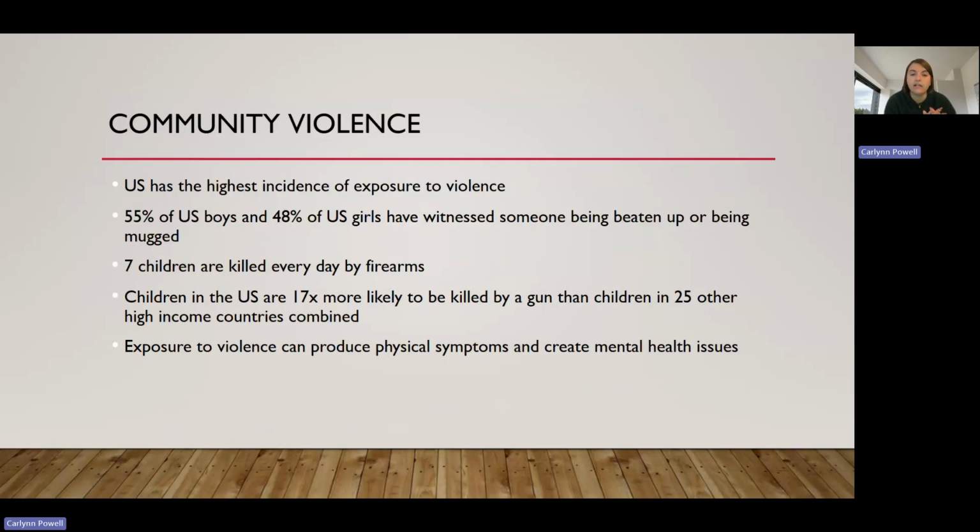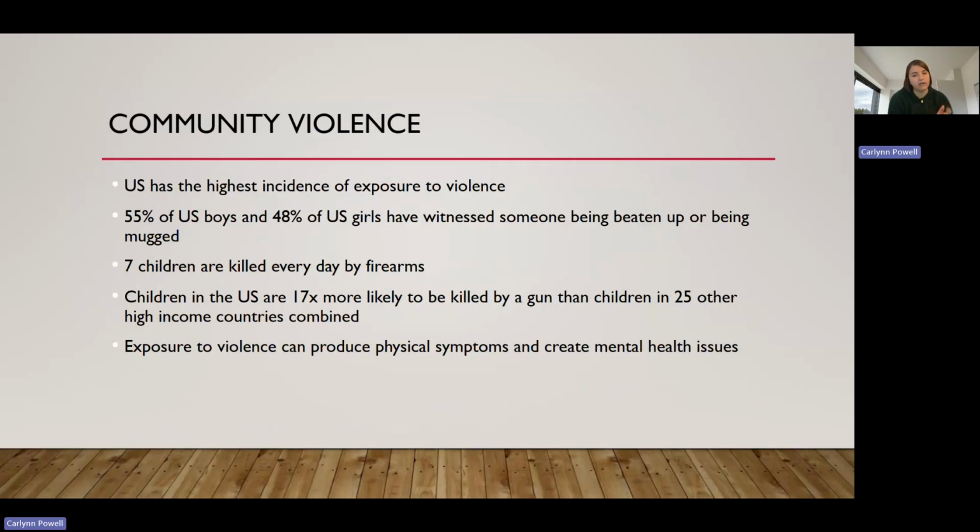55% of US boys and 48% of US girls have witnessed someone being beaten up or being mugged. 7 children are killed every day in the United States by a firearm. Children in the US are 17 times more likely to be killed by a gun than children in 25 other high-income countries combined. I'm going to say that one again. Children in the US are 17 times more likely to be killed by a gun than children in 25 other high-income countries combined. Finally, exposure to violence can produce physical symptoms and create mental health issues.